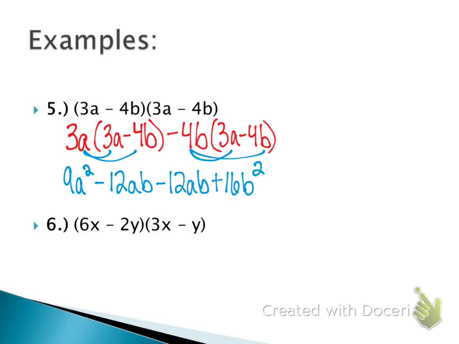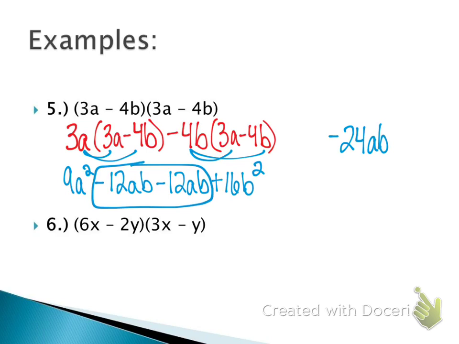Questions about the distributing part? Okay. Next step. Combine your like terms. What terms are alike? Good. The 12ABs in the middle, they're both negative. They are alike. Their variables match and their variables have the same exponents. When we combine those, what do we get? Negative 24AB. Remember, when we combine like terms, the variable part does not change.